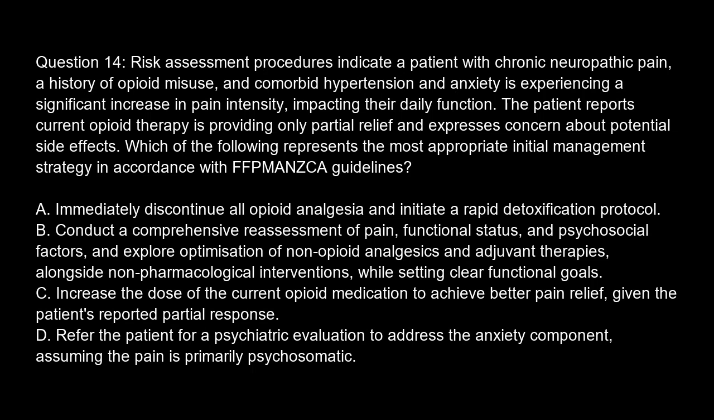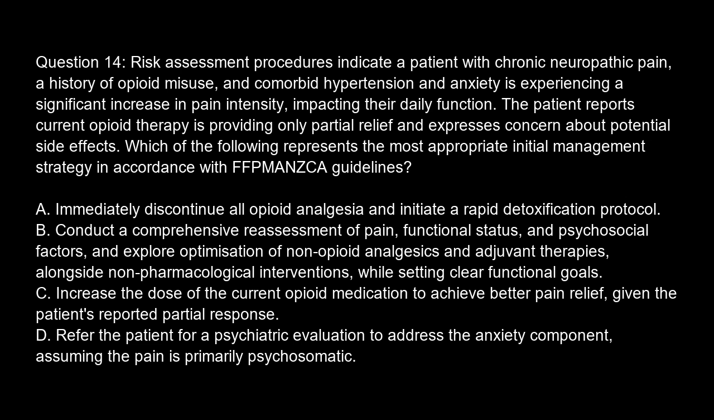Question 14. Risk assessment procedures indicate a patient with chronic neuropathic pain, a history of opioid misuse, and comorbid hypertension and anxiety is experiencing a significant increase in pain intensity, impacting their daily function. The patient reports current opioid therapy is providing only partial relief and expresses concern about potential side effects. Which of the following represents the most appropriate initial management strategy in accordance with FFP Manska guidelines?